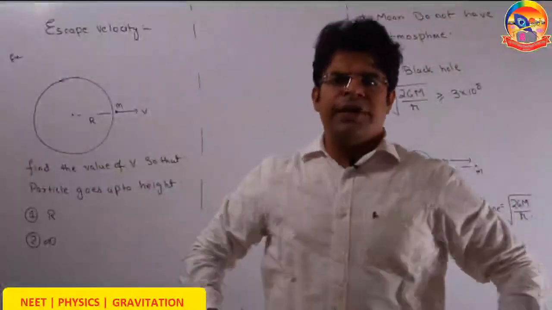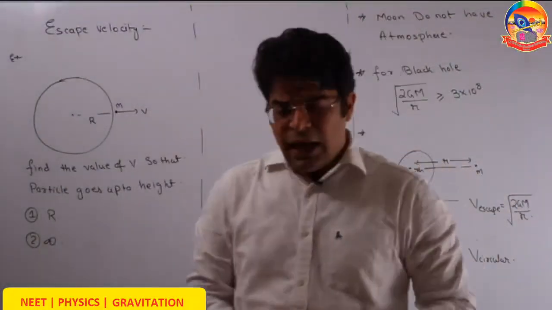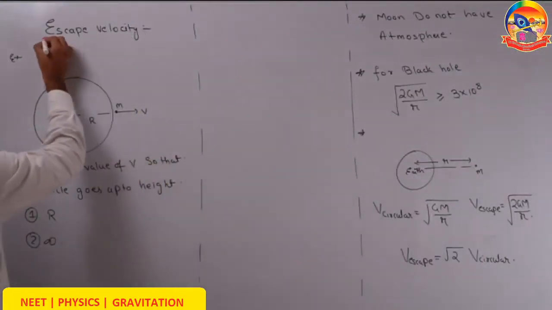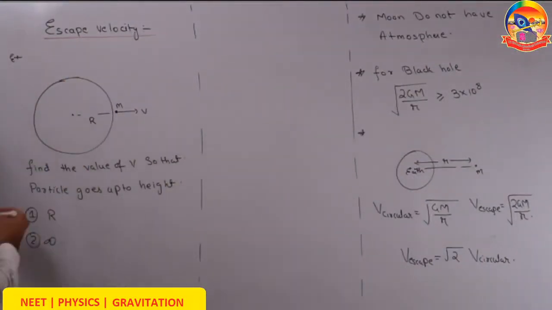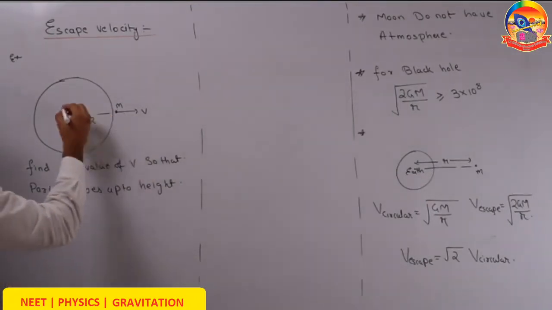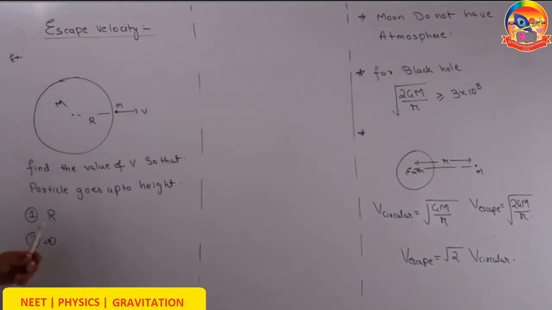So the last heading, escape velocity. I like to explain the escape velocity taking an example. So let's start with an example. This is Earth of mass M, and there is a small particle of mass m on the surface of Earth. Question is, find the value of velocity that should be given to the particle so that the particle goes up to a height: case 1, equal to R; case 2, equal to infinity.